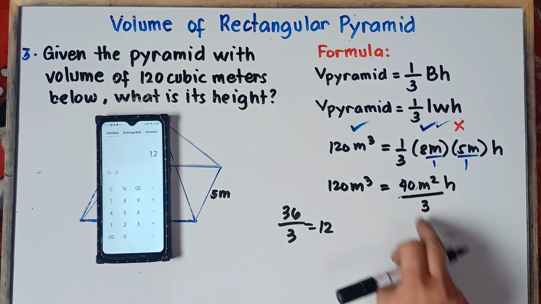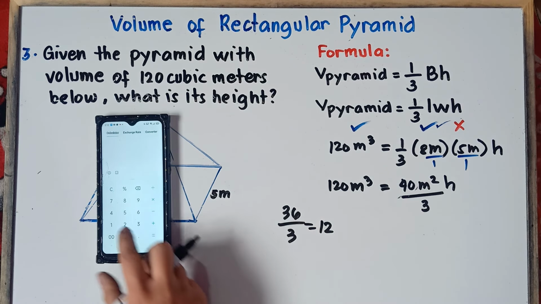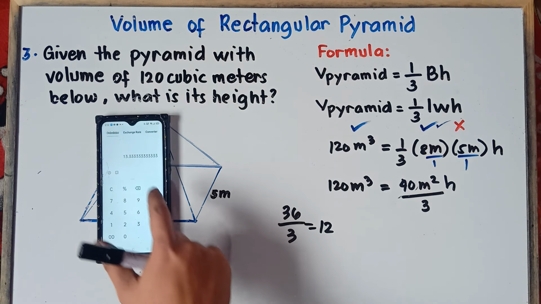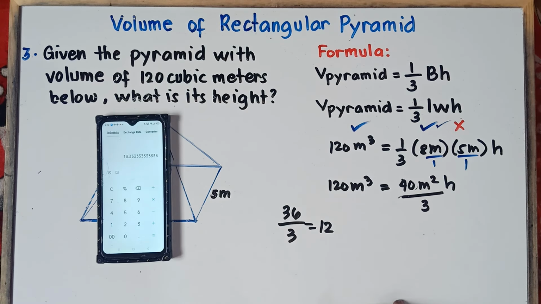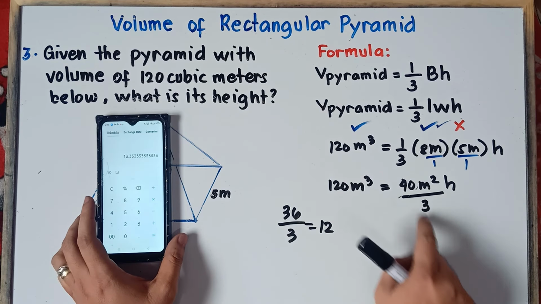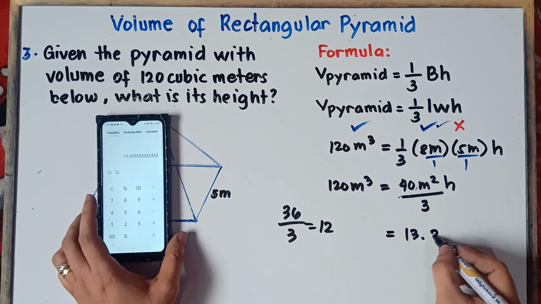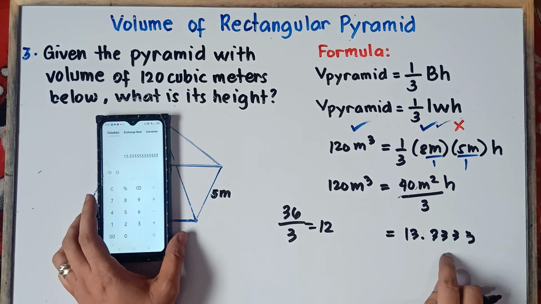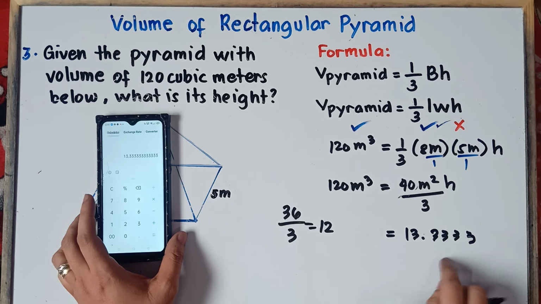40 divided by 3, the answer class is a decimal: 13.3333. The answer is a decimal and we're not allowed to round off our answer unless this is the final answer. We're not yet allowed to round off our answer because this is not yet our final answer. So therefore, we cannot divide this one, because if we divide it, the answer will be 13.33333.